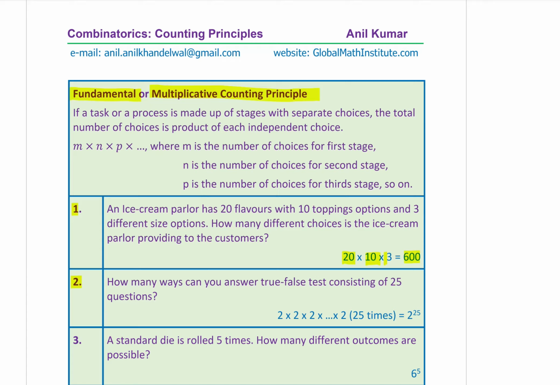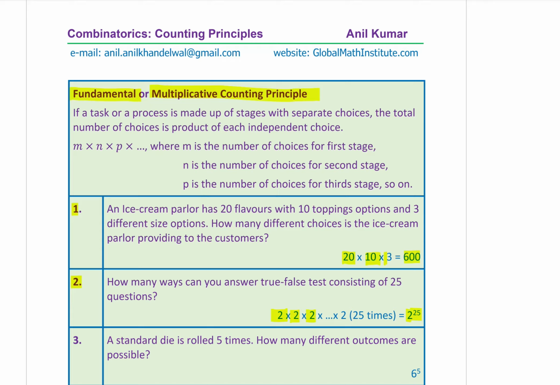So we could say true or false. That means we have two options, right? For every question, we have 25 questions, 2 times 2 times 2 times 2. So 2 to the power of 25 will become the answer. So keep on multiplying by 2 every time, right? There are 25 questions, so every 2 gets multiplied and we get 2 to the power of 25 as the answer of this question.